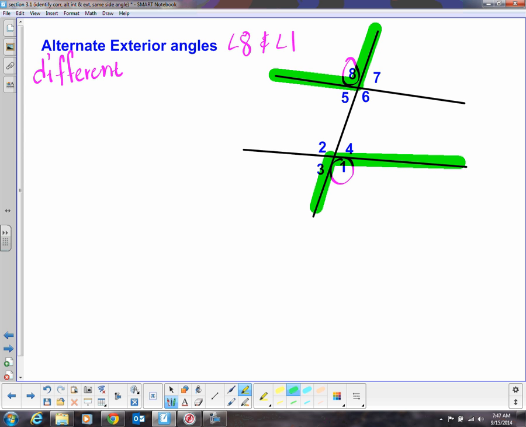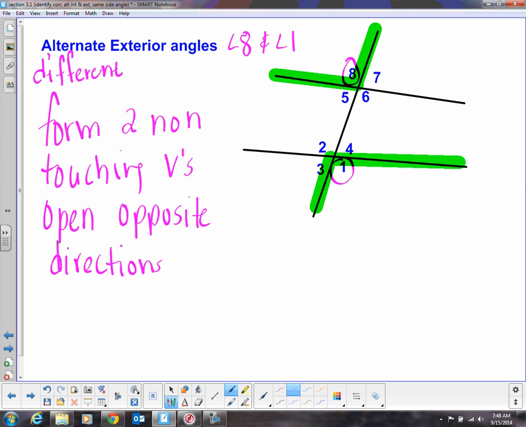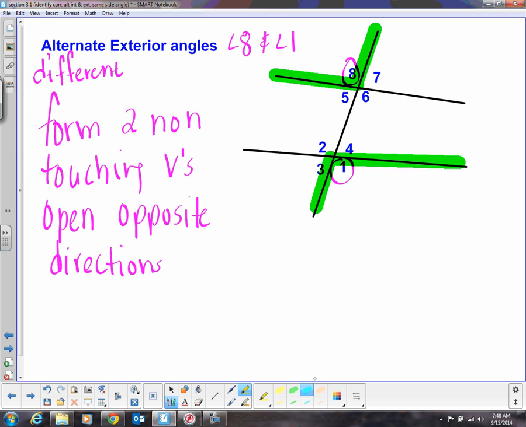Now, there is no letter formed. Double V. How's that? 2 V's. So they form, that was good, Nick, two non-touching V's. How's that? And would you say they kind of open opposite? Open opposite directions. So there is one other pair of skew lines. Tommy? Skew lines. There's one other pair of alternate exterior angles. What would they be? 7? Yes. And 3, exactly. So this is angle 7 and angle 3, are alternate exterior angles.